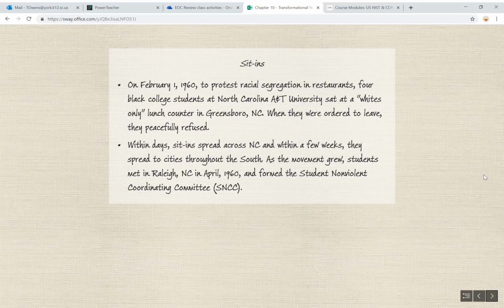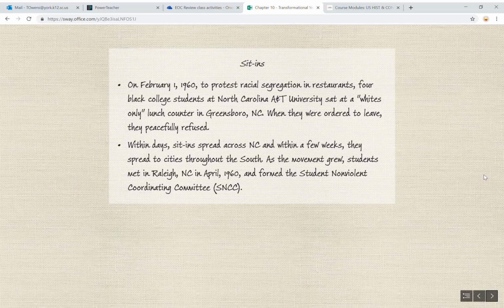Another method, another way of protesting in the South was the sit-in. And you have one of your first sit-ins on February 1st, 1960. You have 4 black college students at North Carolina A&T University, and they're going to sit at a whites-only lunch counter in Greensboro, North Carolina. And when they're told to leave, they don't. Again, I think we live in a society to where our first thought is when someone starts coming after us, we fight.